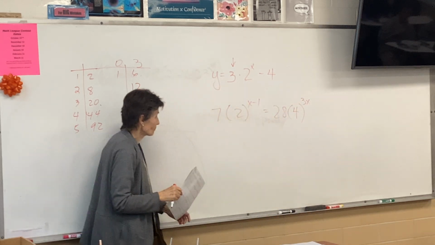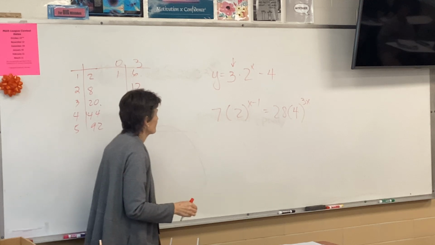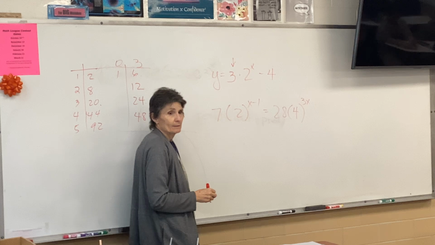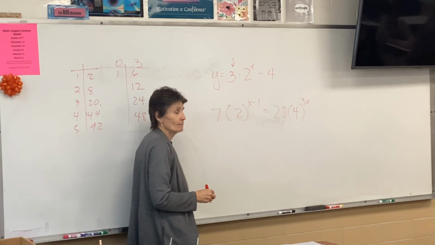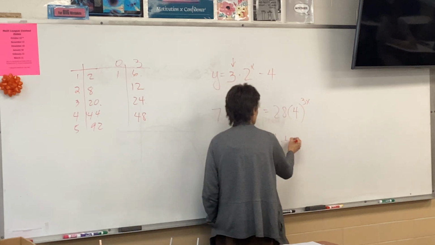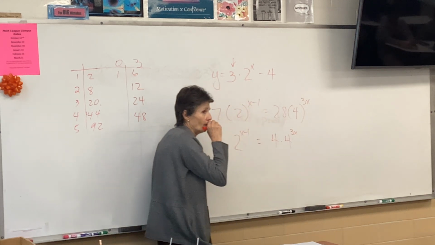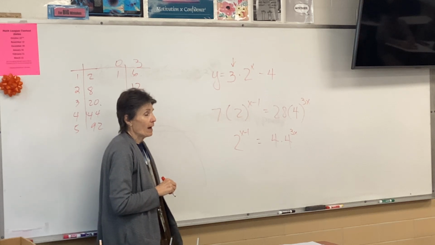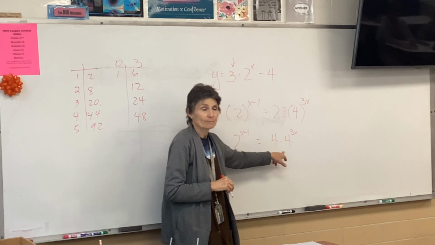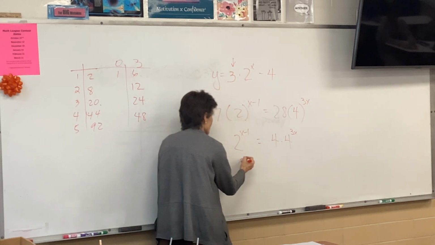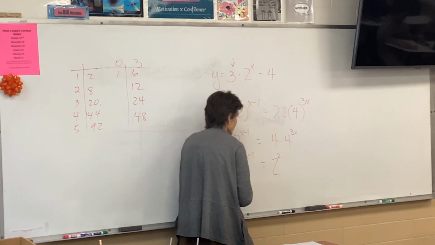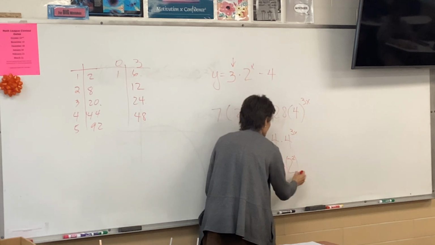Common base. Yeah. We can get a common base. How about we divide by 7? You want to divide by 7? So 2 to the x minus 1 equals 4 times 4 to the 3x. Now I want to get a common base, and luckily I can. So I've got 2 to the x minus 1 equals 2 squared times 2 squared to the 3x.